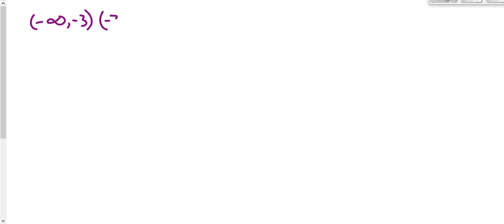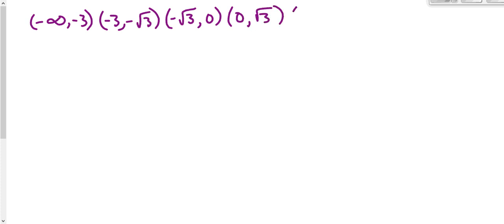We go from negative 3 to negative square root 3. From negative square root 3 to 0. From 0 to square root 3. From square root 3 to 3. And from 3 to infinity. Okay, so we have 6 intervals when we have 5 critical points.